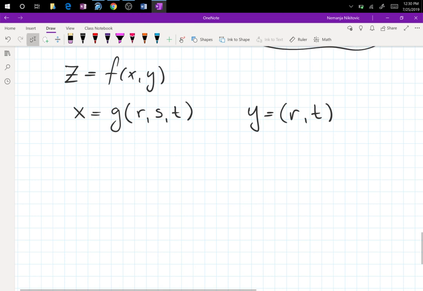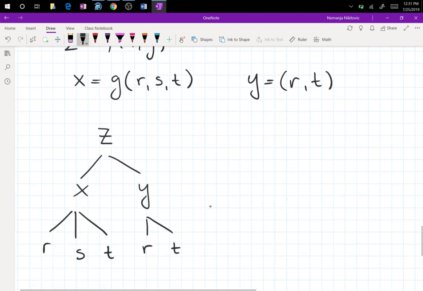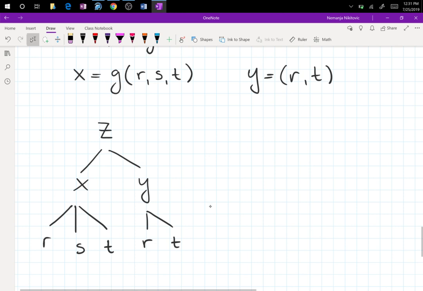Let's take a look at this together. We start with a variable z, and z depends on x and a y, so it will branch into x and a y. Now x depends on 3 variables, so that one will branch, right, 3 parameters. It branches into r, s, and t, and y branches only into r and t. So starting with the z, you can take derivative in respect to r, or s, or t.